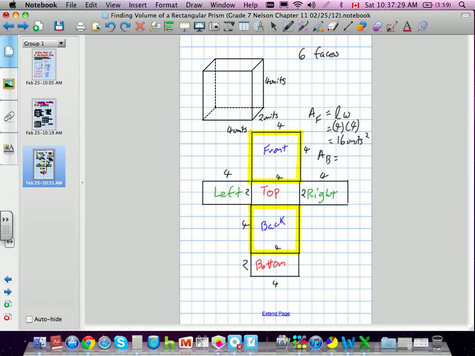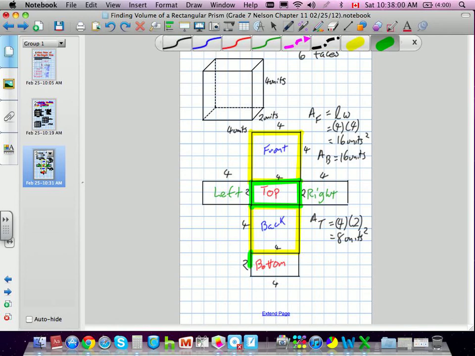I'm doing green here. We'll do the area of the top. What are the dimensions for the area of the top? 4 by 2. Okay, so I'll say A of t is equal to 4 by 2. So what is our area? 8 units squared. Good. What about the area of the bottom? 4 by 2. Is it the same? Yeah. So what is it going to be? 8 units squared. Good. So area of bottom is another 8 units squared.